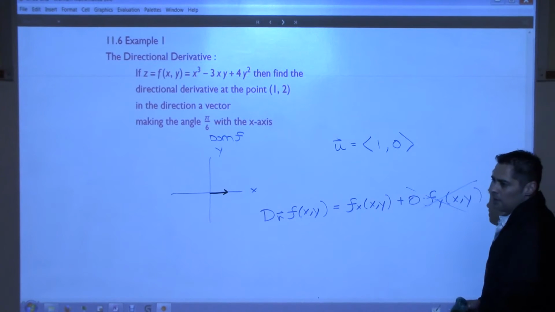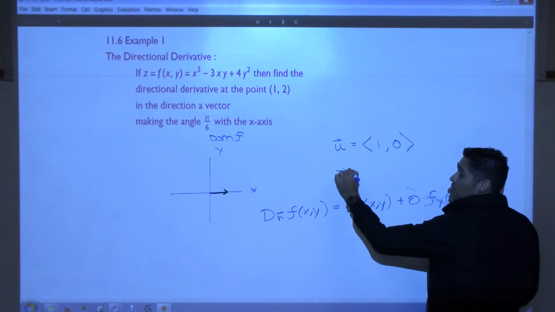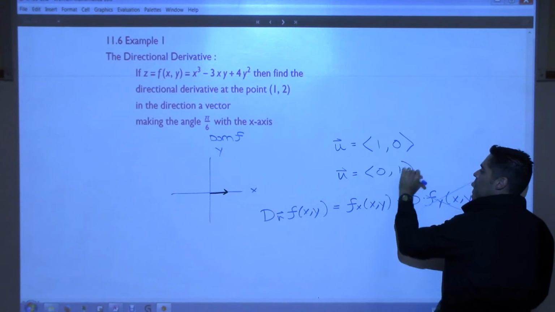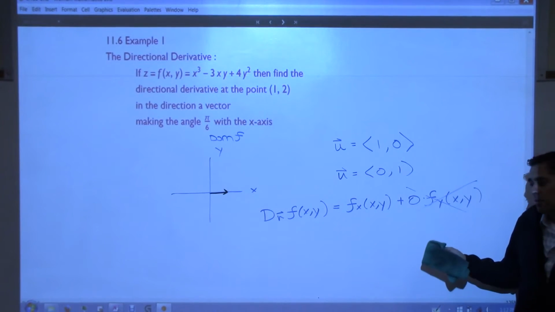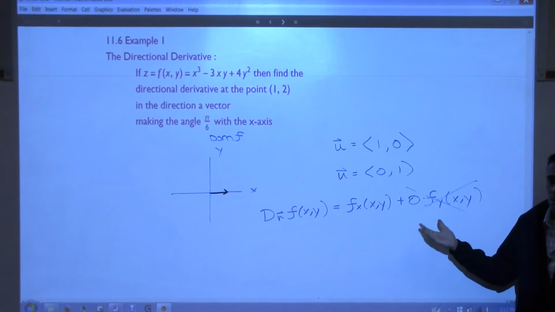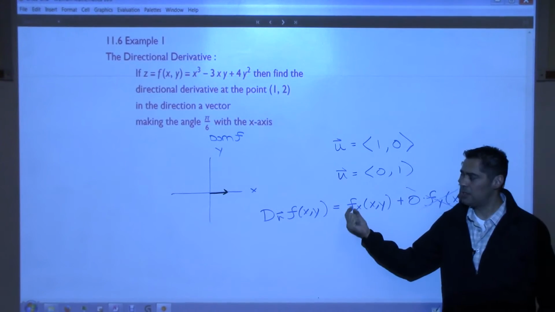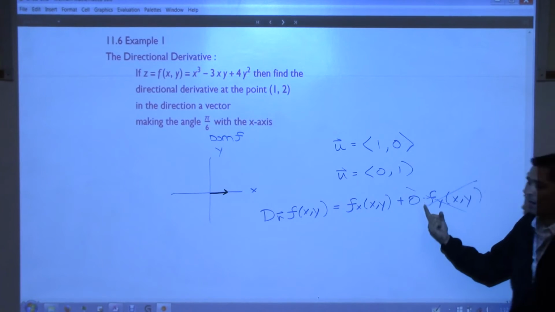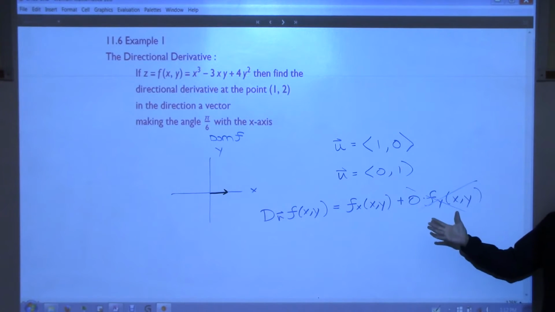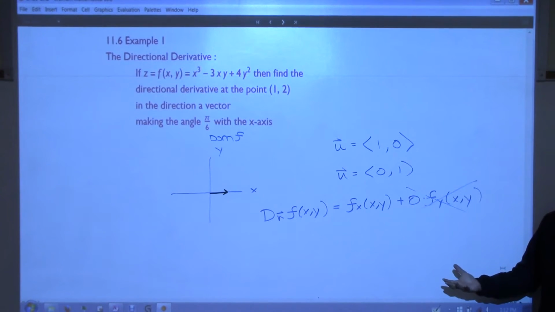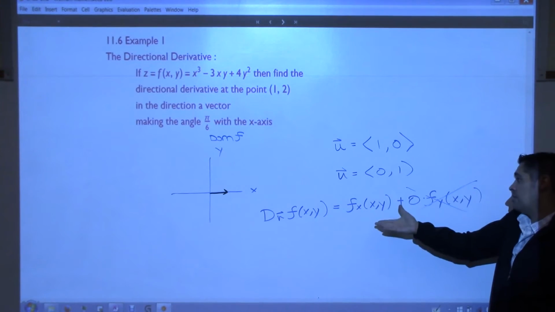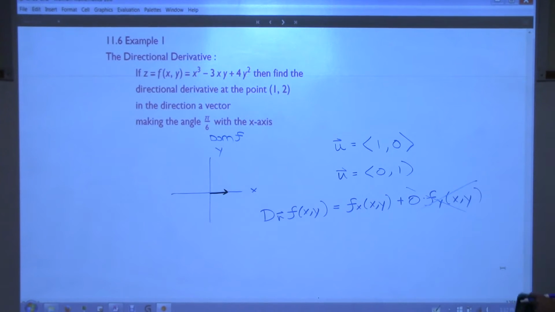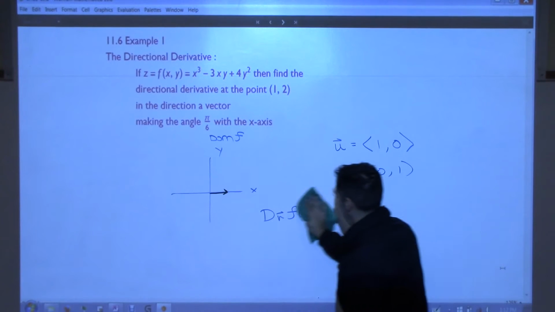Similarly, if I used a different direction vector, like, I don't know, j hat, then I would be pointing down the y-axis, wouldn't I? And that should correspond to the partial with respect to y, which it would, right? Because this would be 0 now in front, and this would be 1, right? So do you see that this is just a more general formula? In the event that we're pointed down the x-axis or the y-axis, it still works, but it works for all directions. All right.